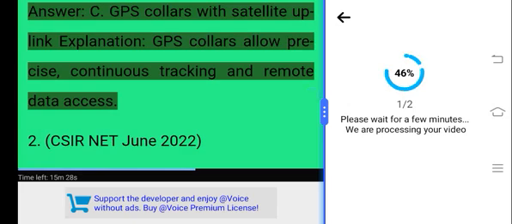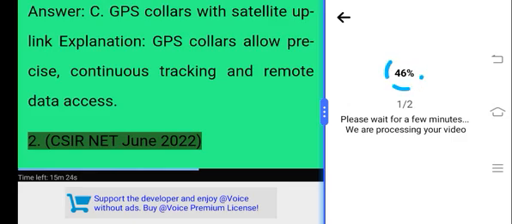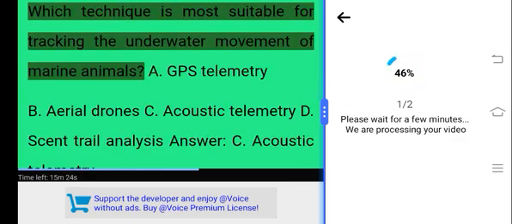Answer: C. GPS collars with satellite uplink. Explanation: GPS collars allow precise, continuous tracking and remote data access. 2. CSIRNet June 2022. Which technique is most suitable for tracking the underwater movement of marine animals?